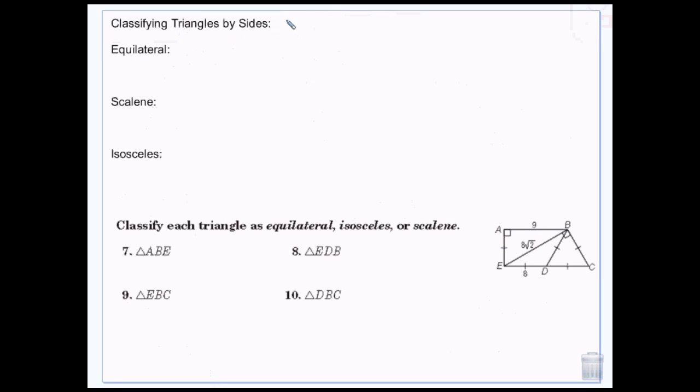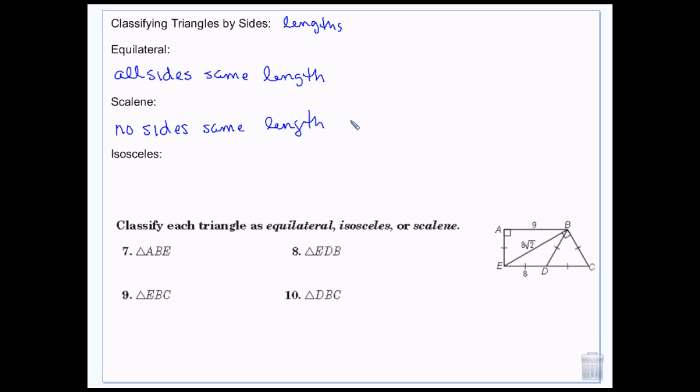Okay, classifying triangles by the sides, we're talking about the lengths of the sides. So if you're equilateral, all sides are the same length. If you're scalene, no sides are the same length. Or you can think of it as all sides different. However, you may prefer to think of them as all different or none of them the same. And if you're isosceles, exactly 2 sides are the same length.